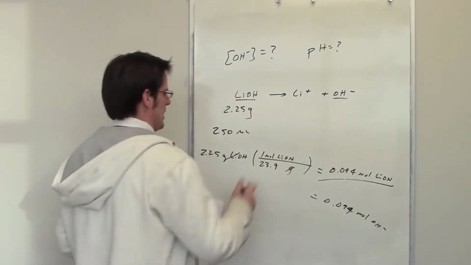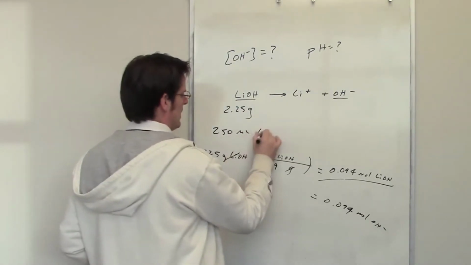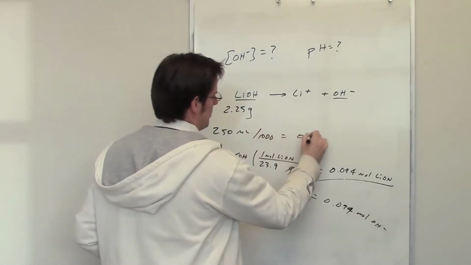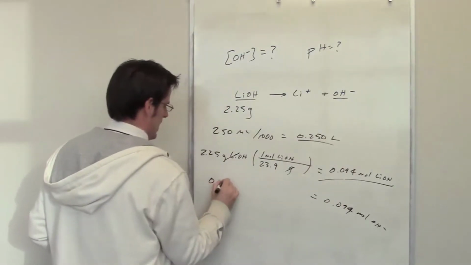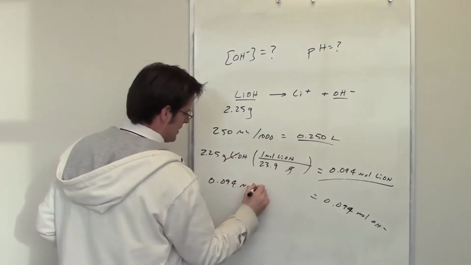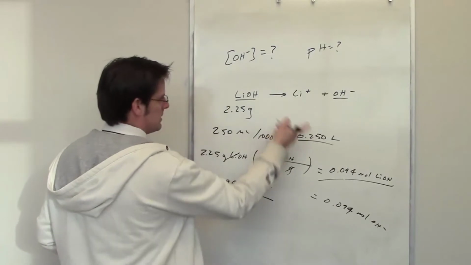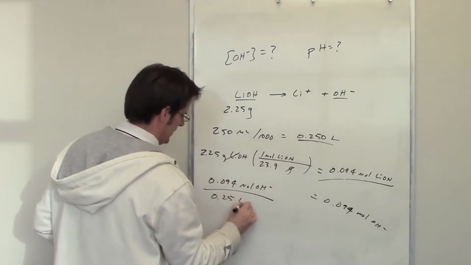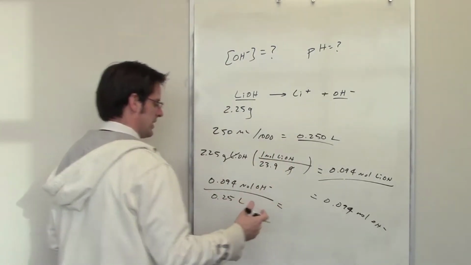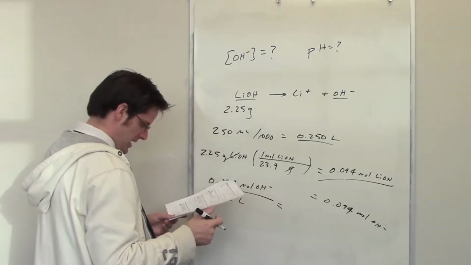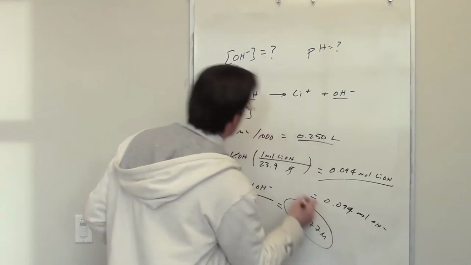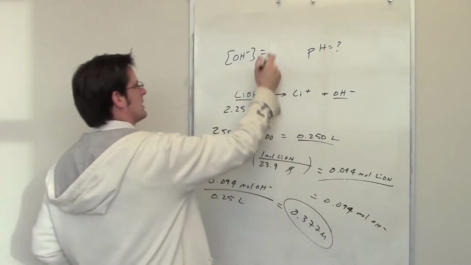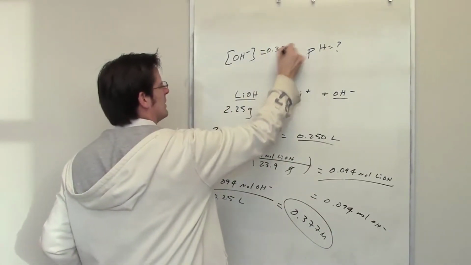How many liters do I have? I've got 250 mils. If I divide that by 1,000, that gives me 0.250 liters. So 0.094 moles of hydroxide divided by 0.25 liters is going to tell me what the concentration is of hydroxide. That ends up coming to be 0.377 molar. That's my concentration for hydroxide, so I'll write that up there, 0.377 molar.